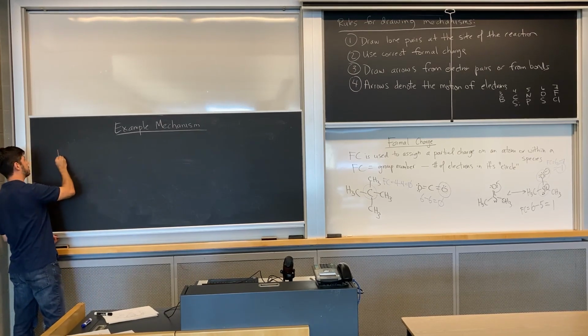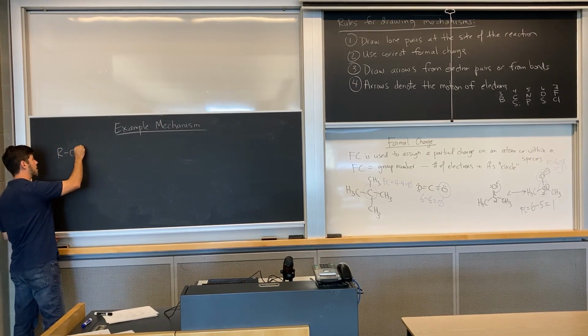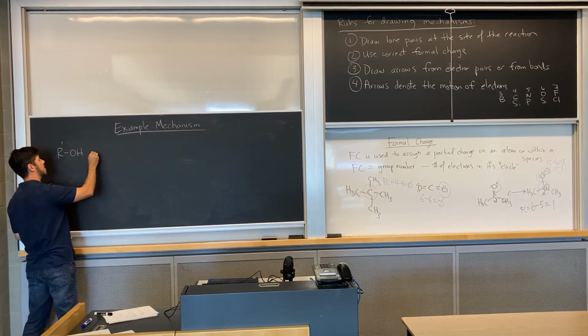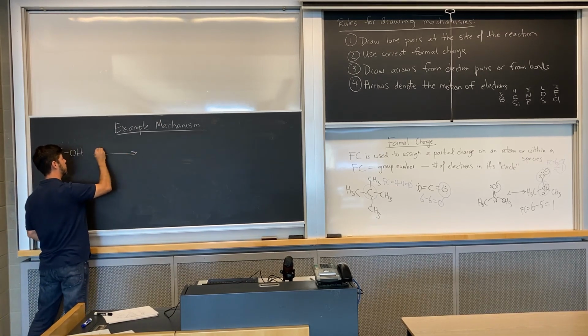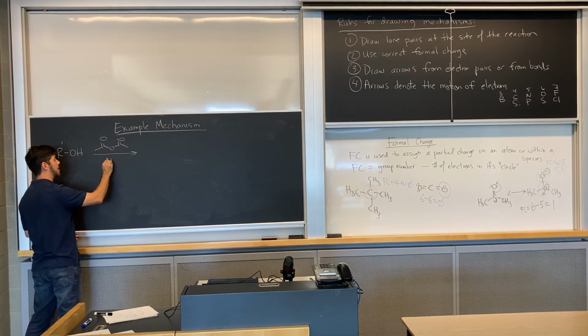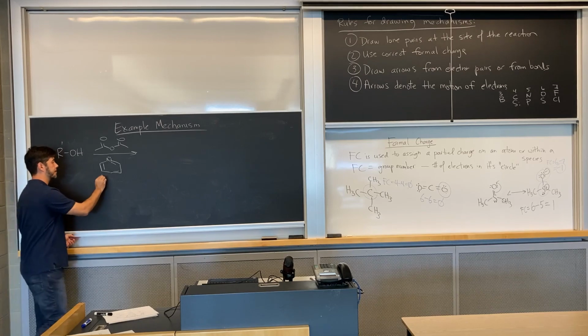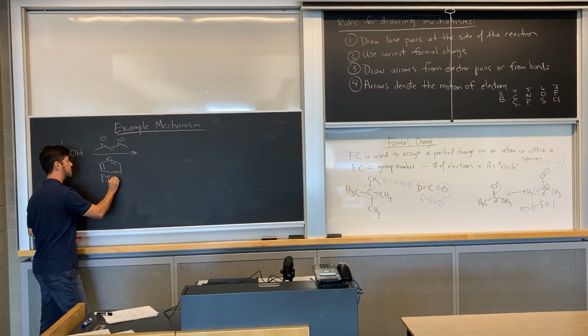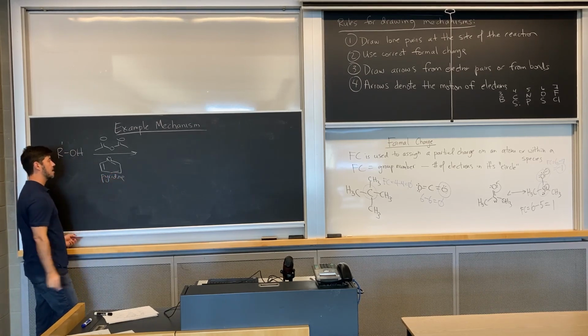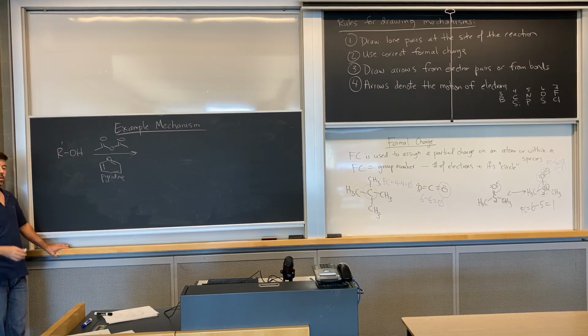I'm going to draw our alcohol, and I'm going to draw acetic anhydride over the arrow, and we're going to use some type of base here, which is called pyridine. So my question for you is, what is the mechanism for this reaction and how does it proceed? How does it function? How does it work?